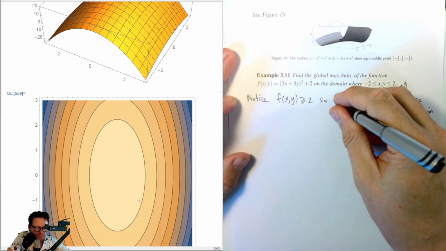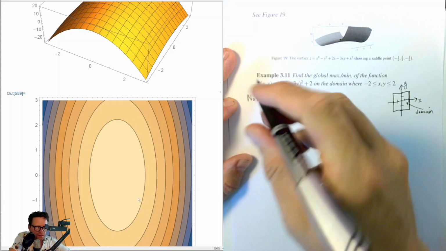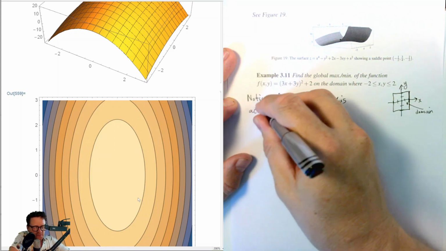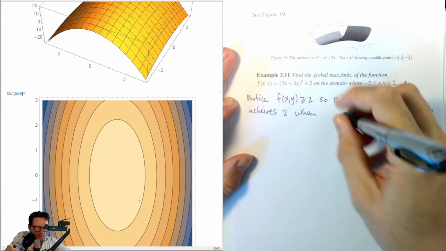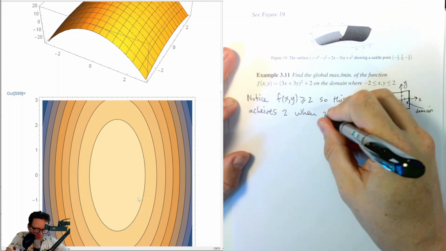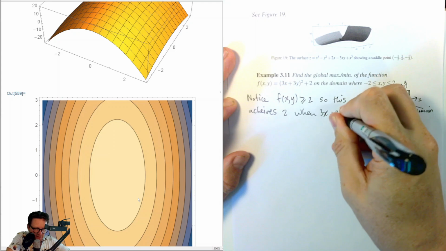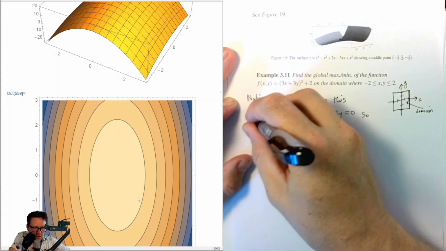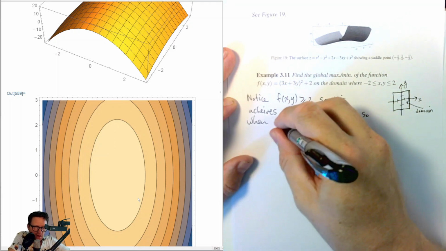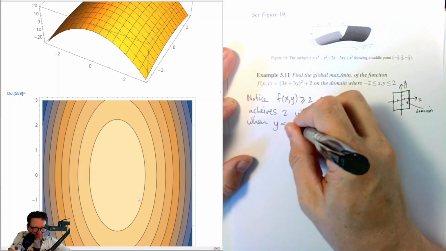And so this achieves 2 when the inside of that square is 0. So when 3x plus 3y is 0, so when y is equal to minus x.